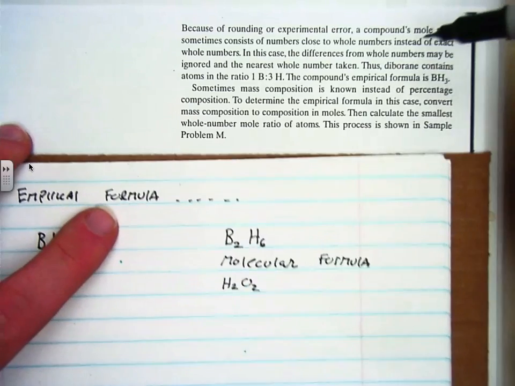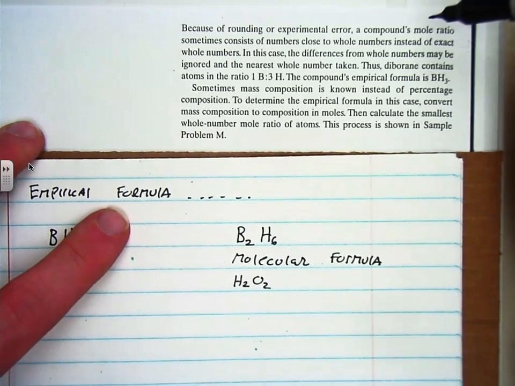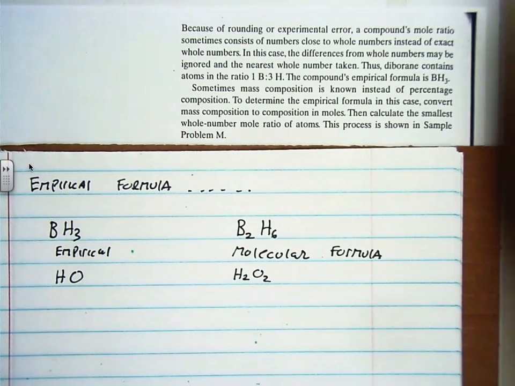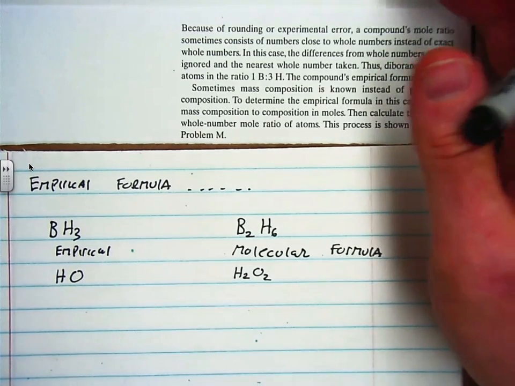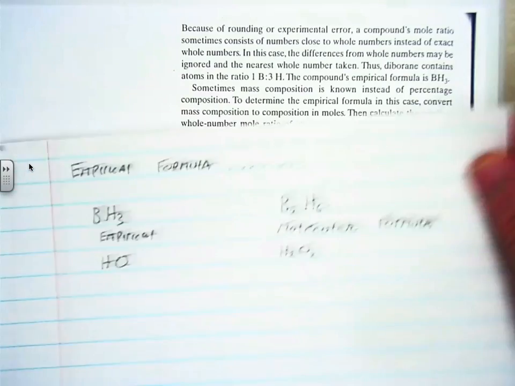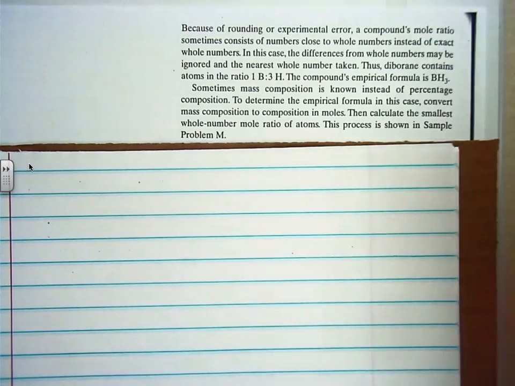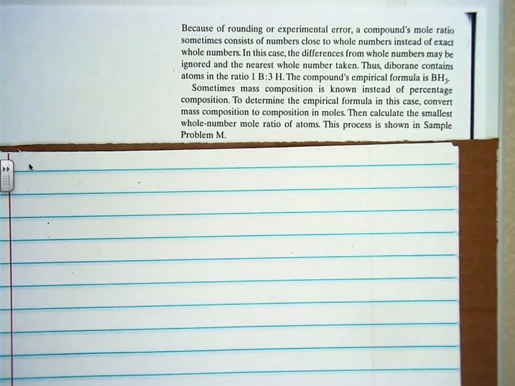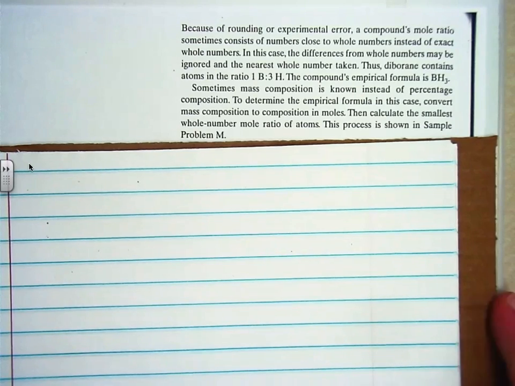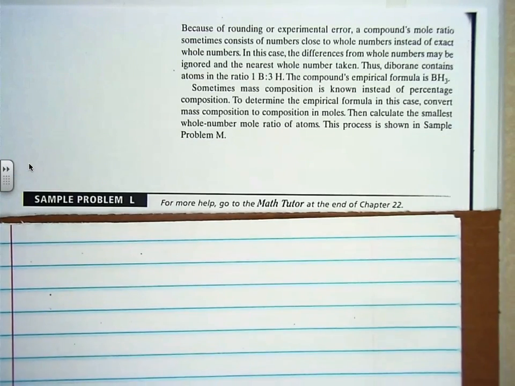Well, let's do a couple sample problems, L and M. Remember, you can choose which one you want to write down. I recommend doing both. So here we go. Make sure you have a nice fresh sheet of paper, and make sure you use a different color for your sample problems. And let's do number L first.